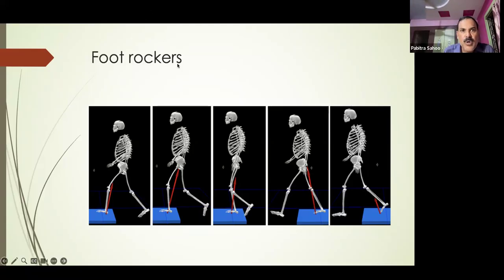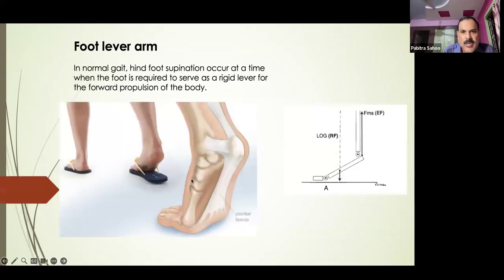So what happens in the next stage? This is how the whole body weight is transmitted by the gastrocnemius muscle with the plantar fascia's assistance.